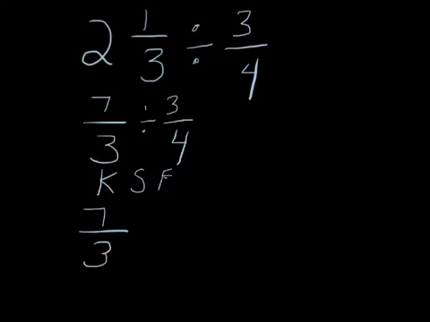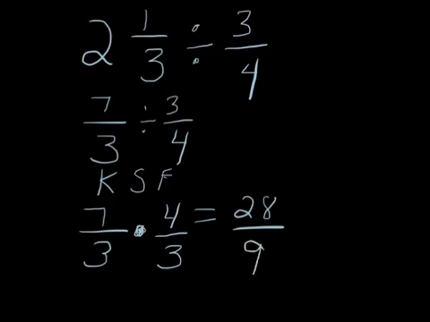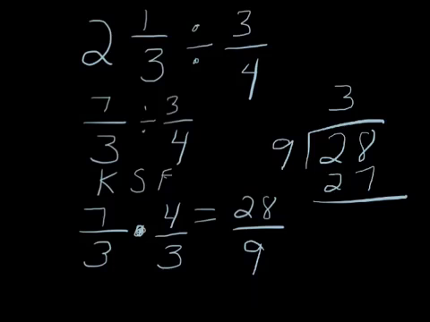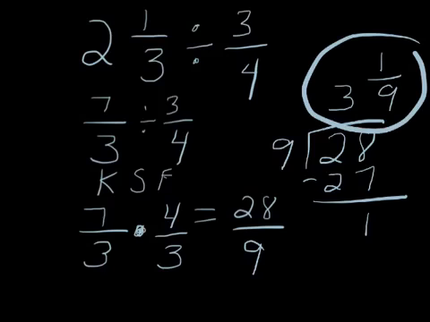So 7/3 times 4/3. I don't see anywhere to cross cancel, so I'm simply going to multiply. 7 times 4 is 28, and 3 times 3 is 9. Now I have to simplify. 28 divided by 9 goes in 3 times. 3 times 9 is 27, so I have 1 left over. So my answer is 3 1/9.